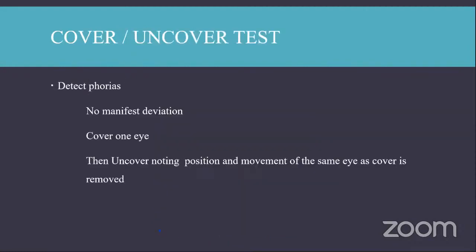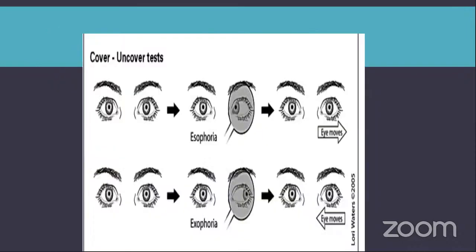Then the cover-uncover test is usually used to detect any latent deviation. Here the eyes are prevented from deviating by the property called fusion, and you are now covering the left eye. So fusion is broken, and suddenly you remove the cover, noting the position in the left eye itself.